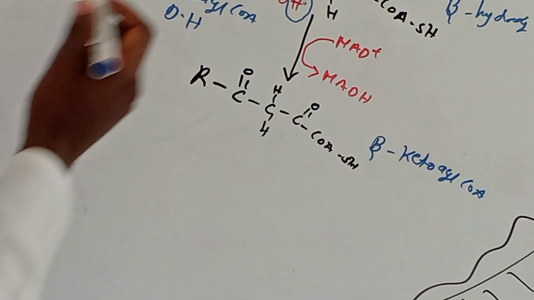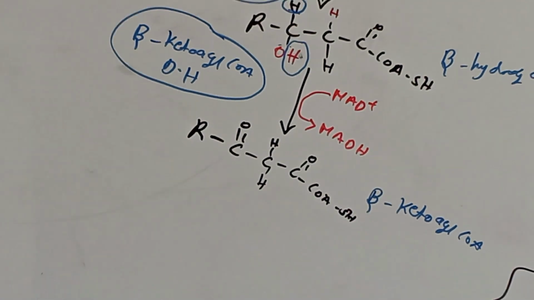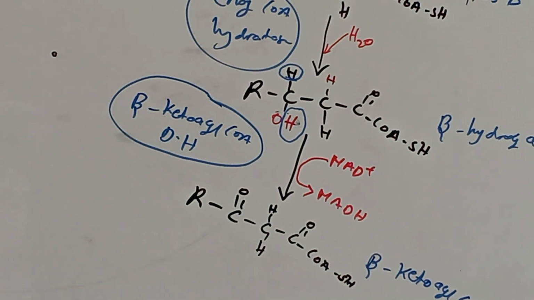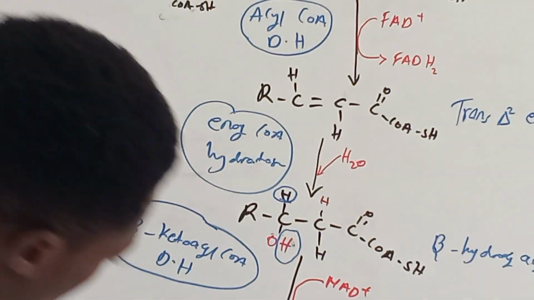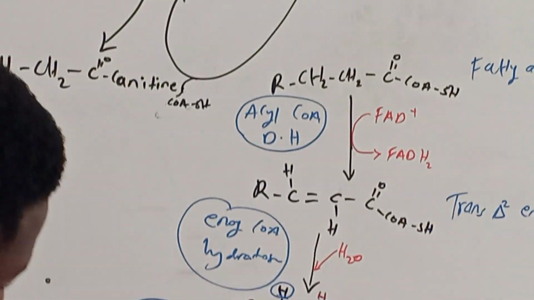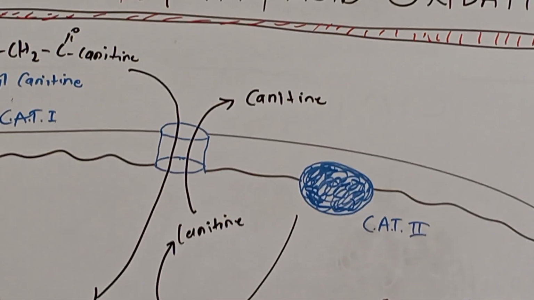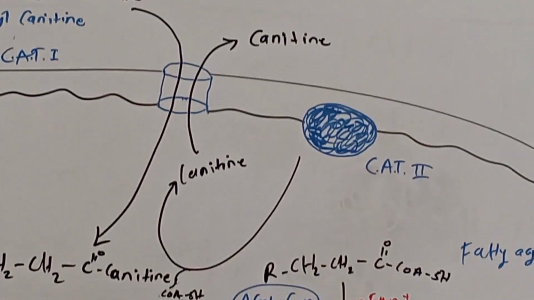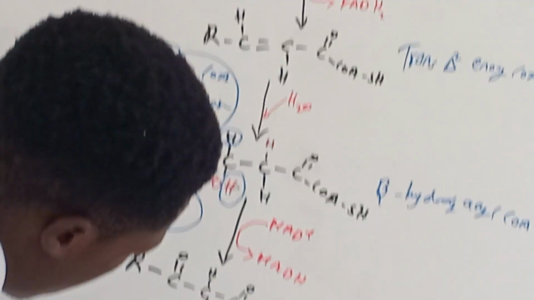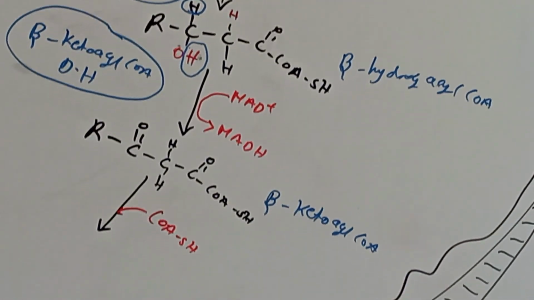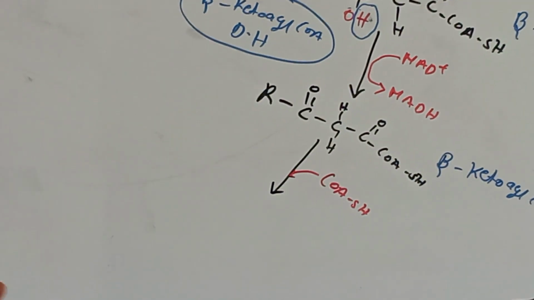Alright guys, we are moving on to the last step in beta oxidation. Now what is the name of the molecule that we are going to form here? In this last step, a particular molecule is going to do two functions. It's going to add in a molecule of CoA, and it's also going to cleave. So what is going to cleave? It's going to cleave the bond between the alpha and the beta carbon. So what are you going to form?